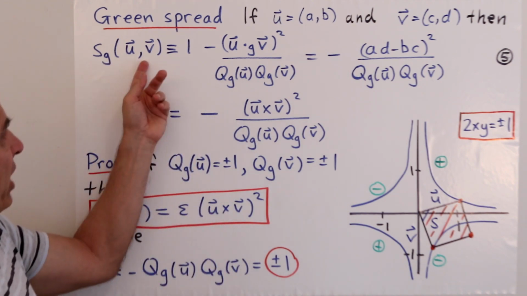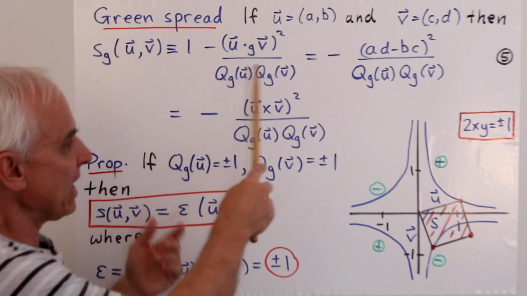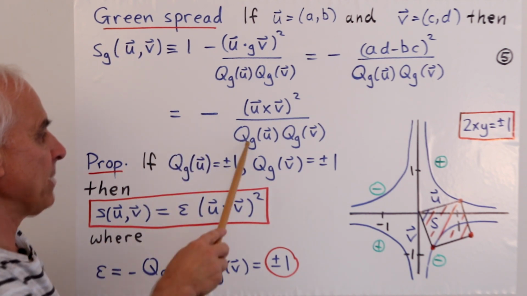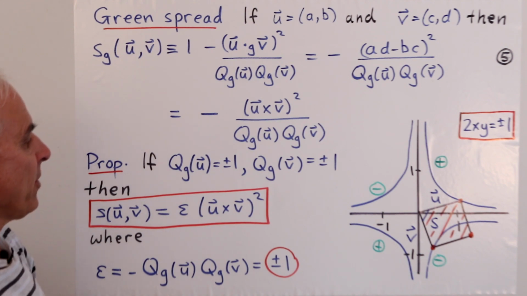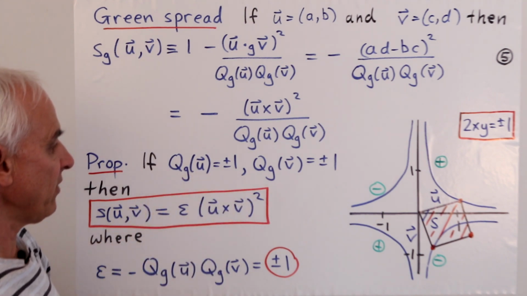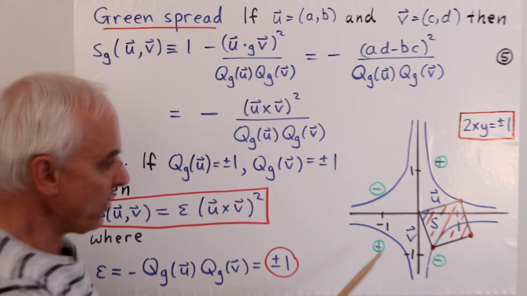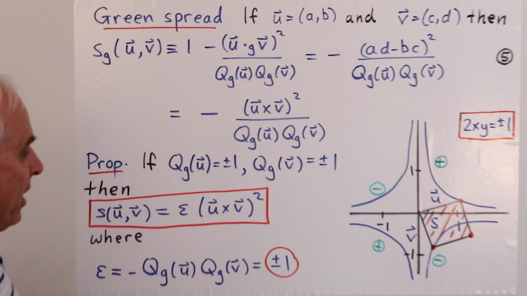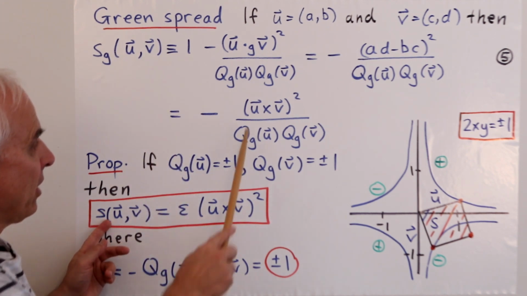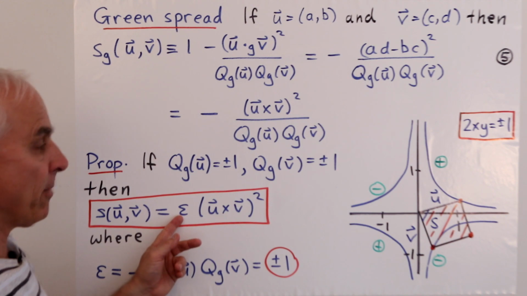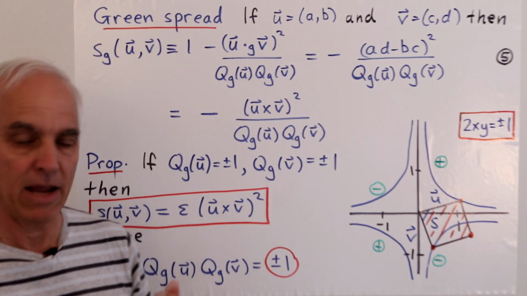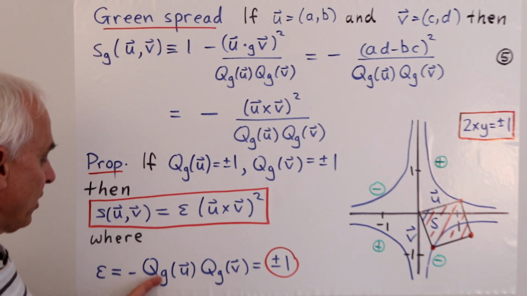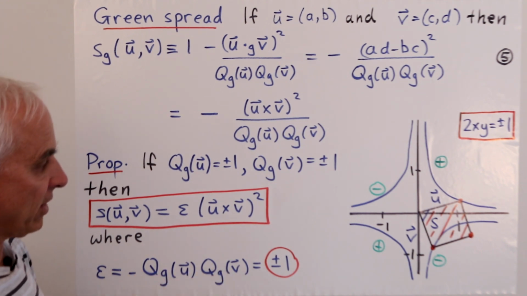So the formula for the spread between two vectors in this green setting is really exactly the same kind of story. We've seen it's almost exactly the same formula, except that there are green quadrances in it. And so we get the same proposition as we did in the previous case, that if we have two vectors u and v, and their quadrances are both either +1 or -1, then the spread is going to end up being the cross product squared times some sign factor, epsilon, which is either plus or minus 1, and it's this quantity here, minus the green quadrance of u times the green quadrance of v.